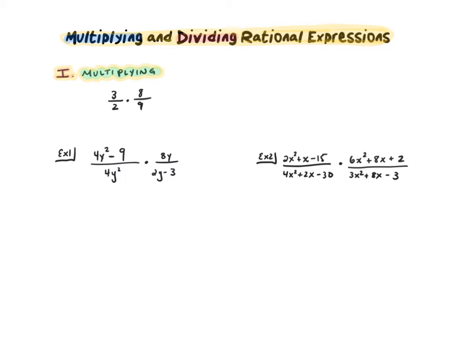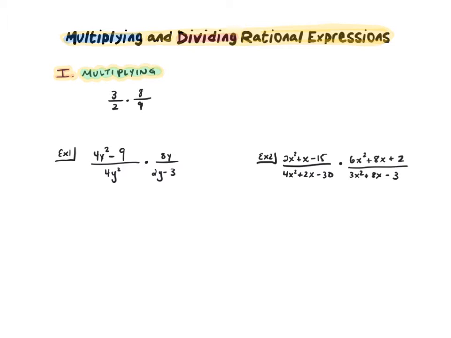In this video, we're going to talk about multiplying and dividing rational expressions. So you've already simplified a rational expression, something like, if you see in example 1, 4y squared minus 9 divided by 4y squared. You talked about how to simplify something like that, how you need to factor it, and how you can take any factor divided by itself and it becomes 1. But now what if it's multiplying to another rational expression, or dividing?